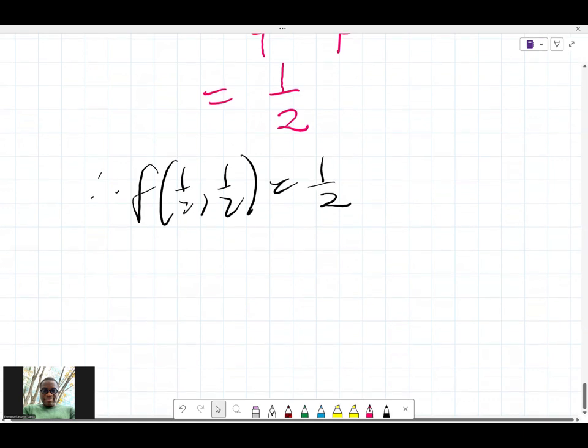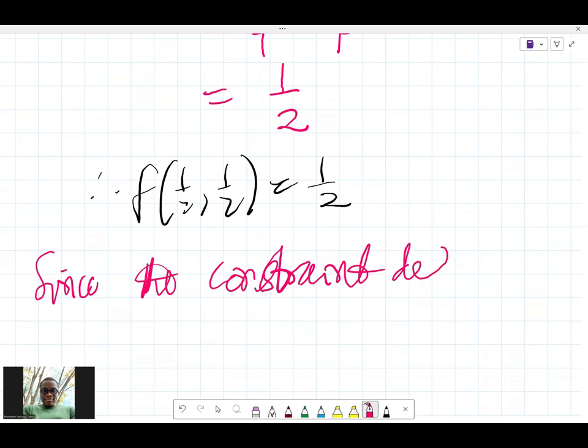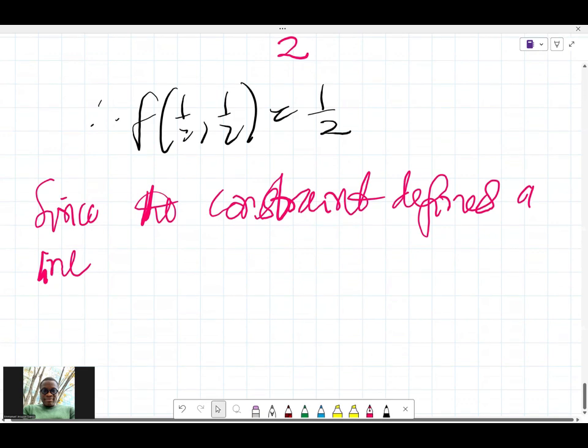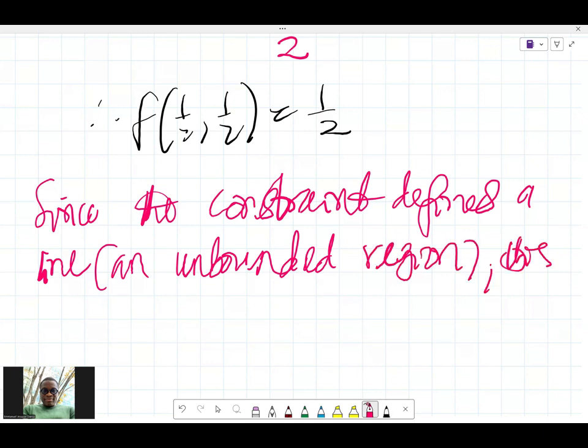So we can make the statement that since the constraint defines a line, the constraint is x plus y equals 1. That's a straight line, right? Since the constraint defines a line, which is an unbounded region if you plot it on a graph, this is the only critical point.